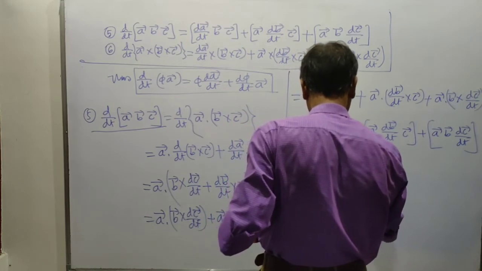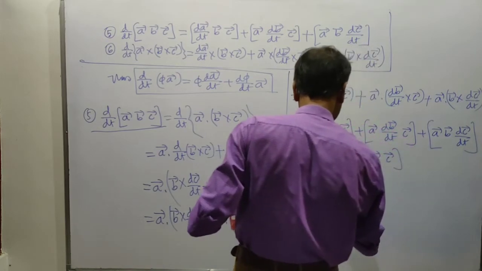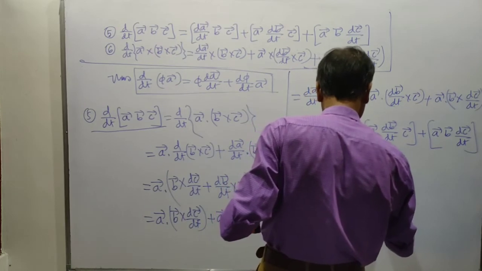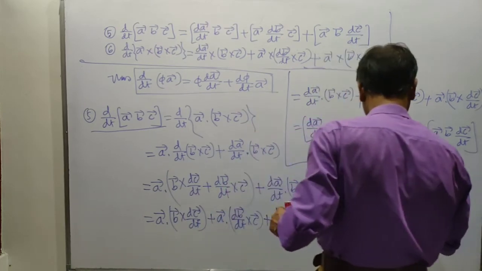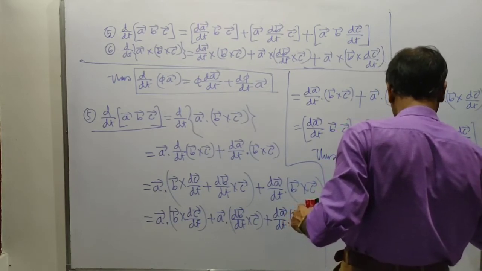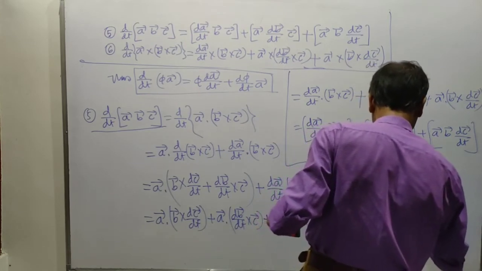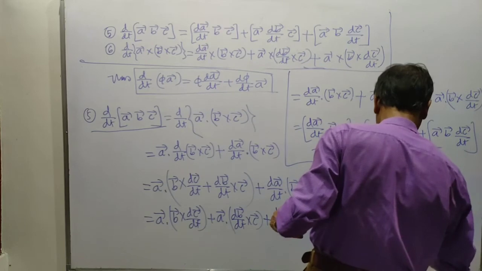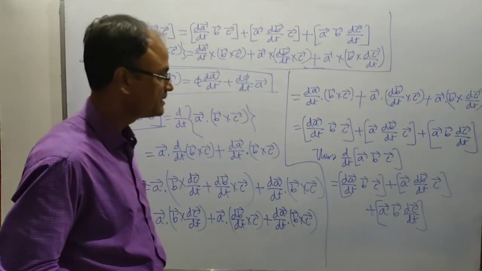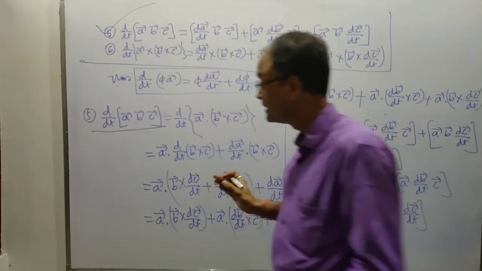Thus, d/dt of the scalar triple product [a b c] is equal to [da/dt, b, c] plus [a, db/dt, c] plus [a, b, dc/dt]. Thus, we have proved number 5 also.